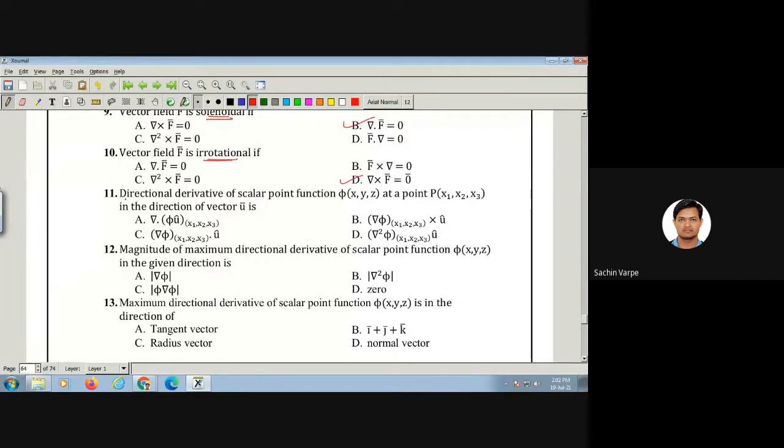They have asked the directional derivative formula. So what is it for the surface phi? What is the directional derivative, del phi dot u cap at point P? So C is the option. Maximum magnitude of the directional derivative of a scalar point function phi is given by mod of del phi. Maximum directional derivative of a scalar point function is in the direction of the normal, of course.